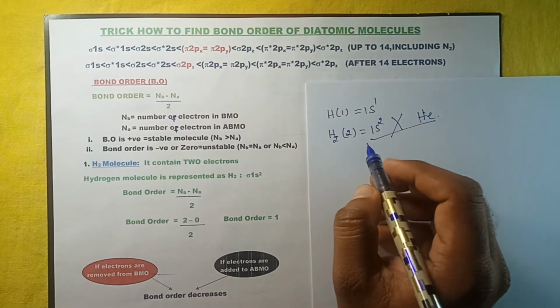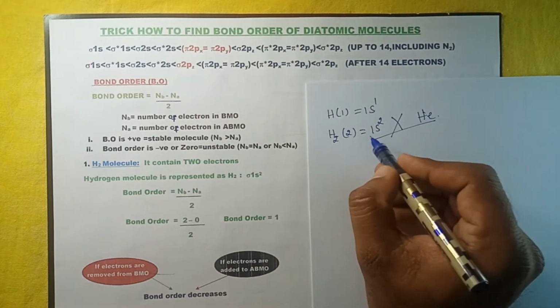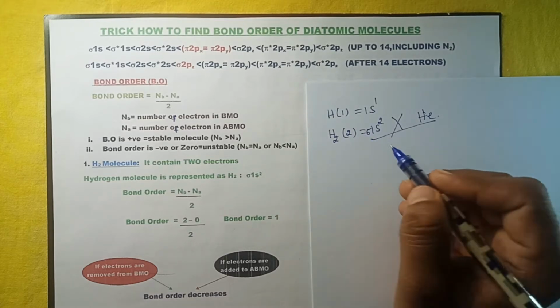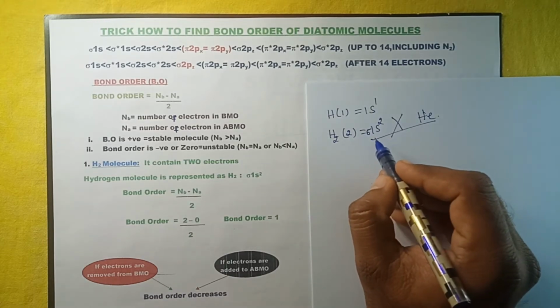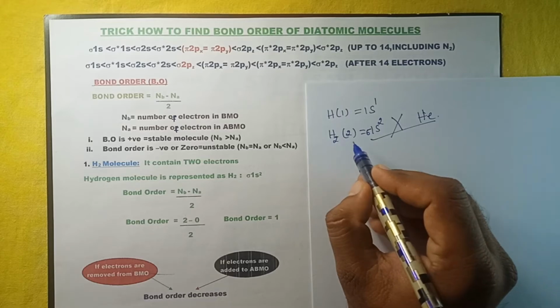So how to write the diatomic molecule electronic configuration? Just put here sigma friends. Sigma 1s2 is the electronic configuration of a H2 molecule.